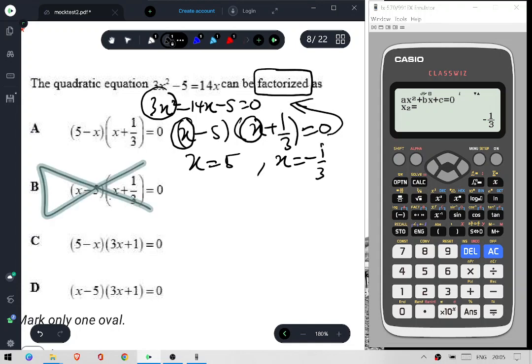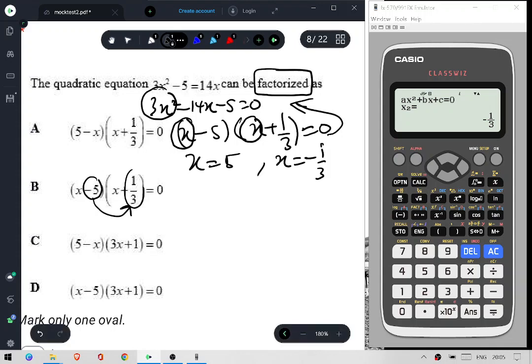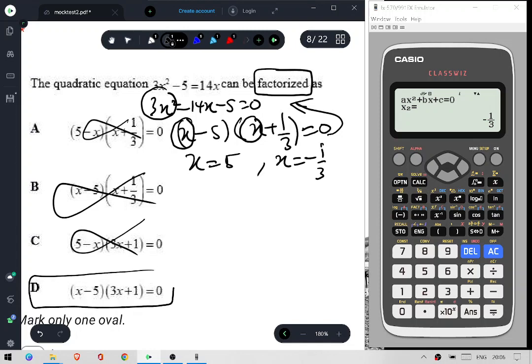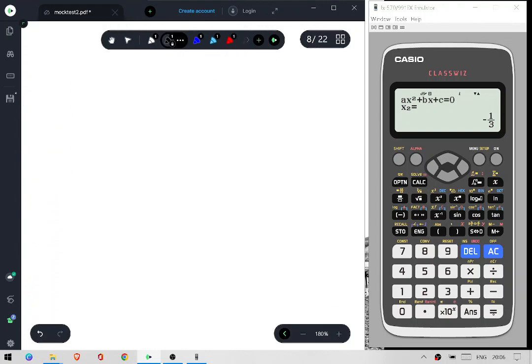Because if we say factorize, when we multiply this back, we must get the original expression. But in reality, for example this one, minus 5 multiplied by 1 over 3, we don't get that; we get minus 5 over 3. There is no minus 5 over 3 over here. So that is the wrong answer. This one is clearly wrong, and this one is also clearly wrong. So the only answer that we can accept is this one. Don't think that just using EQN we can get it. So the answer is that one.